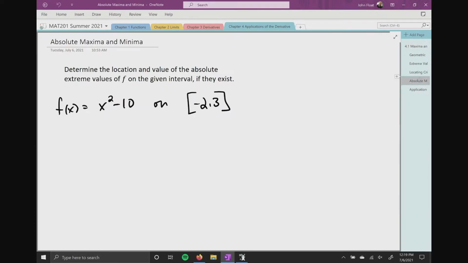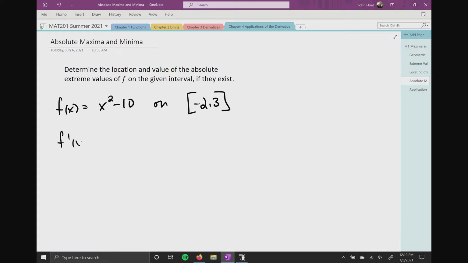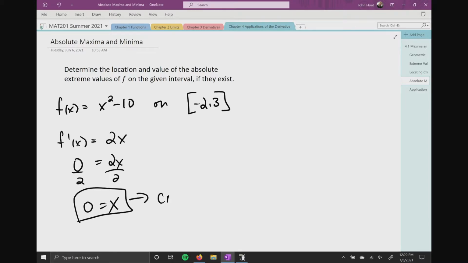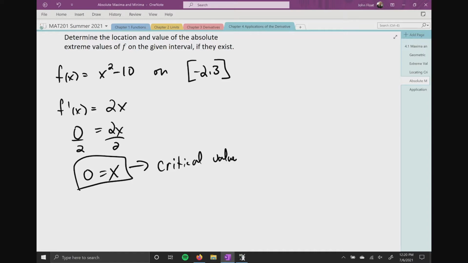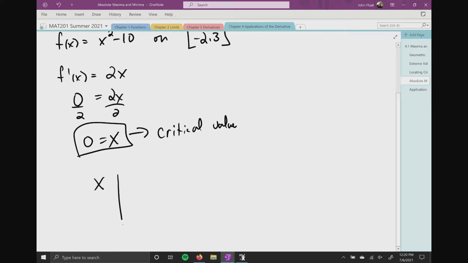That's it. So first, our derivative is going to be 2x. All right. Now we set this equal to 0. We solve for x. All right. So here's my critical value. All right. Now we're going to go ahead and we're going to create that little table. All right. So I have x. I have f of x. And I'm going to use my endpoints along with the critical value that I found. And I'll put them in order. So -2, 0, and 3.